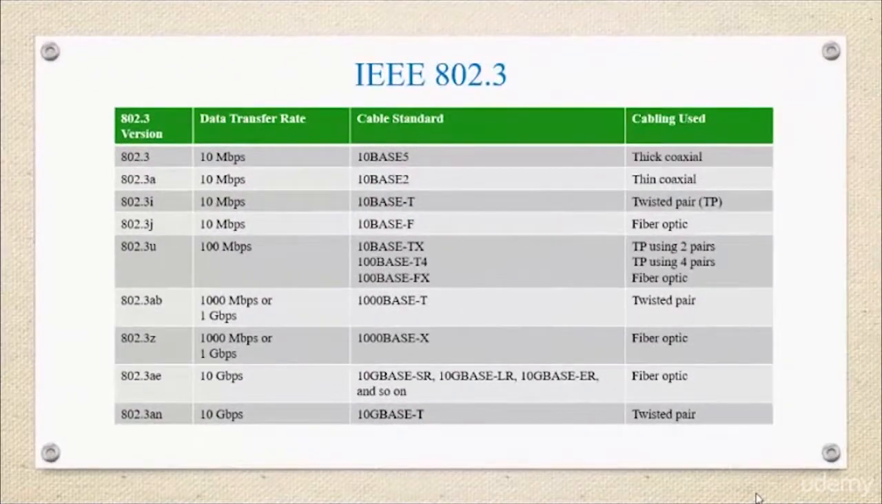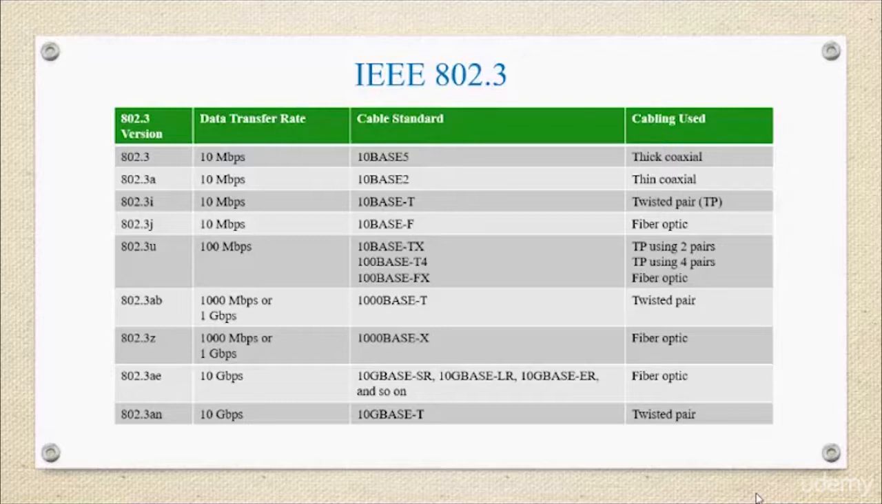All right, so before we move forward, something that is very important for you to note: 802.3u and 802.3ab are the most commonly used versions of the 802.3 standard. I do want you to take some time to recall and lock that in, because this is going to be very important moving forward.